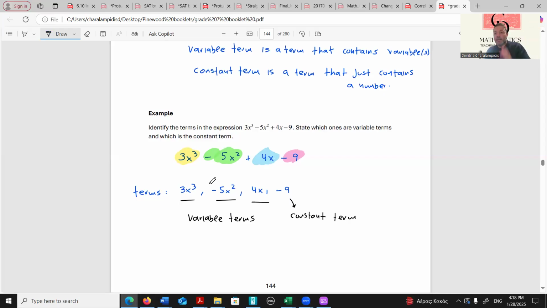Let's take it from the beginning. Terms are all parts in an algebraic expression which are being added. So in this expression, 3x cubed, 5x squared with a minus in front, 4x and negative 9 are all referred to as terms. Some of the terms are variable terms, and some others are constant terms. The constant term is basically a number. Any term that is just a number is called a constant one. The variable terms are the terms that include not just numbers, but variables as well.